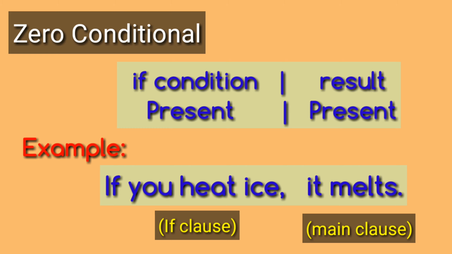Take a look at the verb in the if clause. The verb is hit, it is in the present form. And the verb in the main clause is melts, it is also in the present form. So both verbs in the if clause and in the main clause should be in the present form.